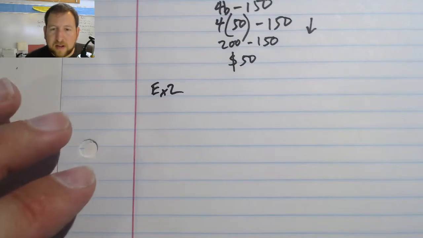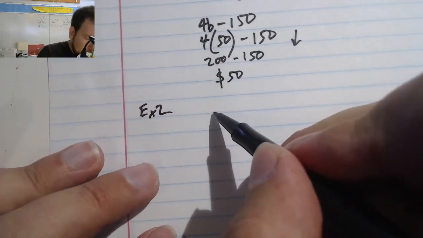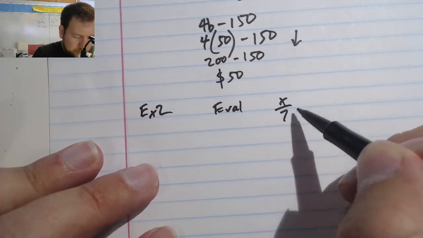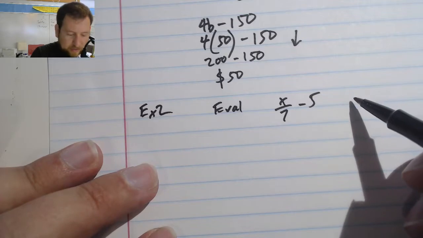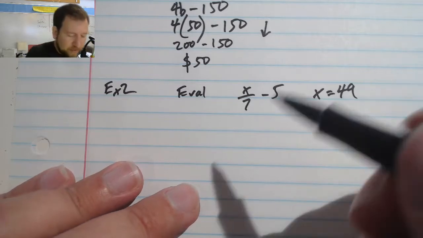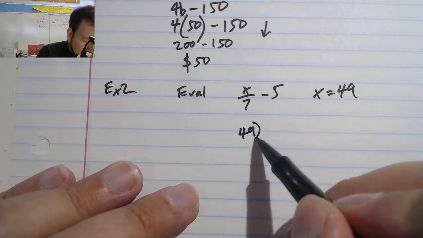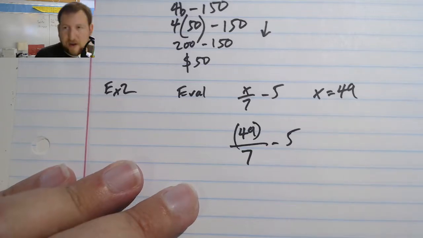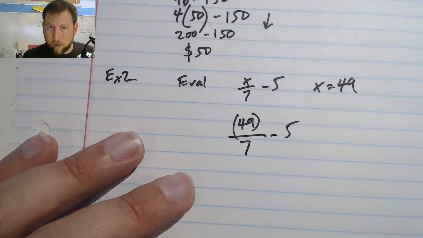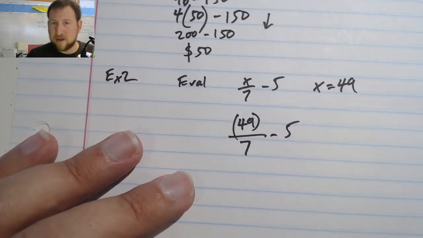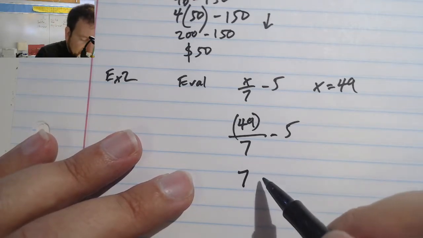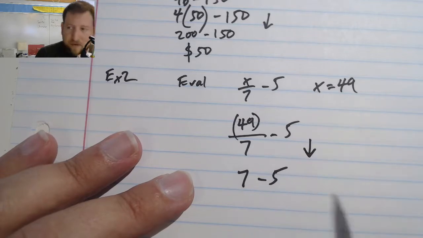Example 2. Let's take a look at this. It says, evaluate x over 7 minus 5 when x equals 49. Okay, easy enough. Let me substitute this in. I've got 49 over 7 minus 5. Okay, I have to do my 49 over 7 first because division is before subtraction. I know this one in my head because I know the perfect square of 7, or 7 squared, is 49. So I can say that that is 7 minus 5 if I bring this down to my next layer.